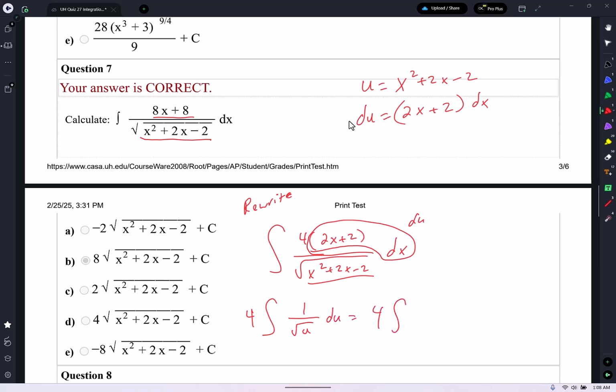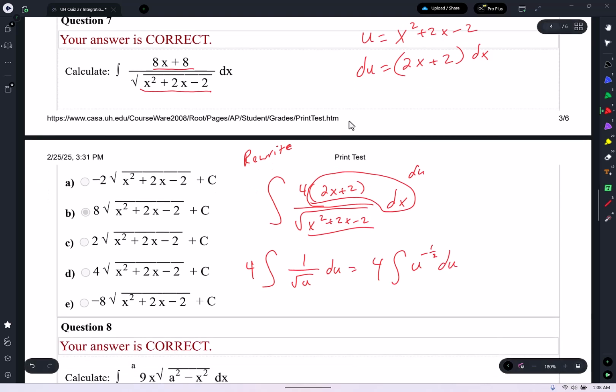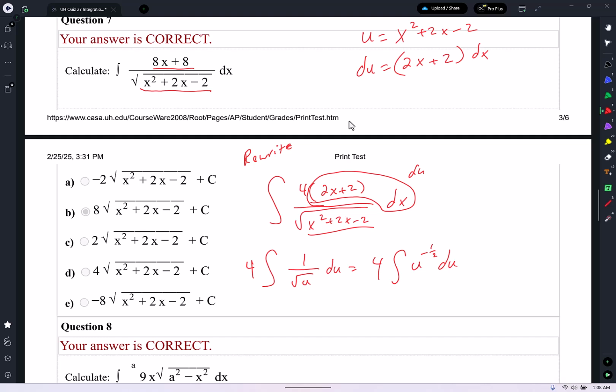So let's rewrite it. Let's keep going. Integral u to the negative half du. All right, here we go. 4 times, add 1, so u to the half, divided by half, so times 2, plus c. 4 times 2 is 8, so 8 square root, and then the u was x squared plus 2x, so x squared plus 2x minus 2, and then plus c on the outside, and there is our answer, guys.